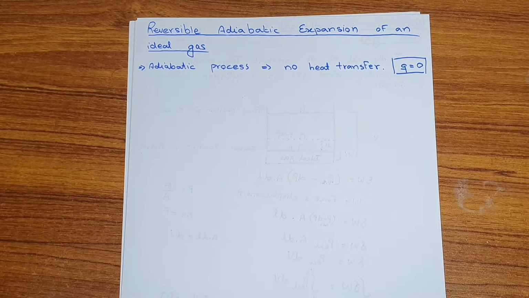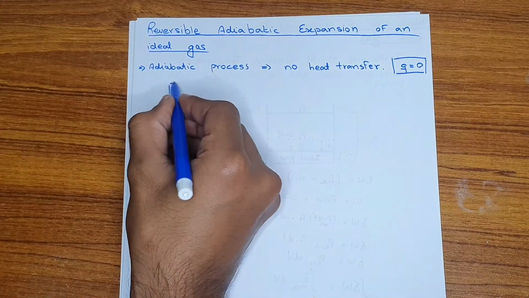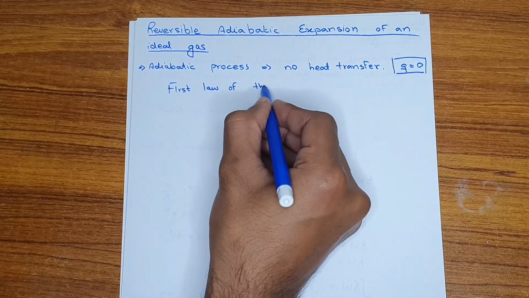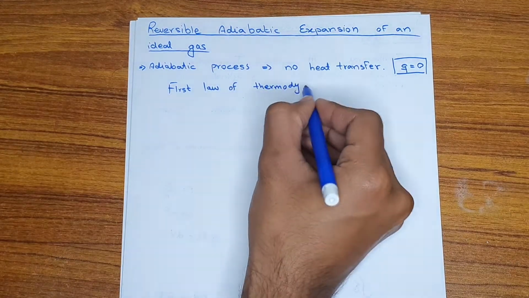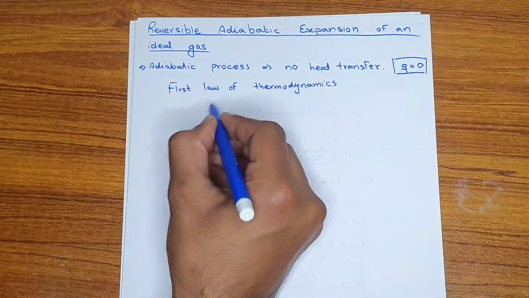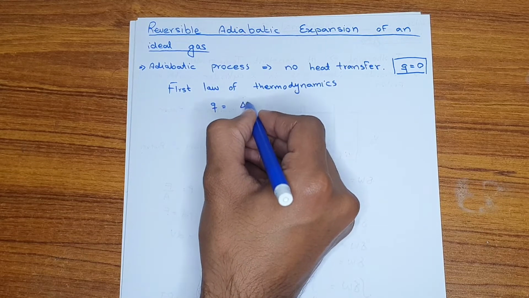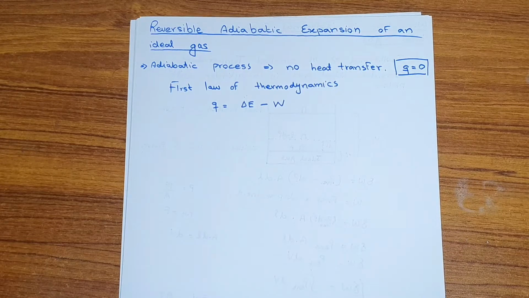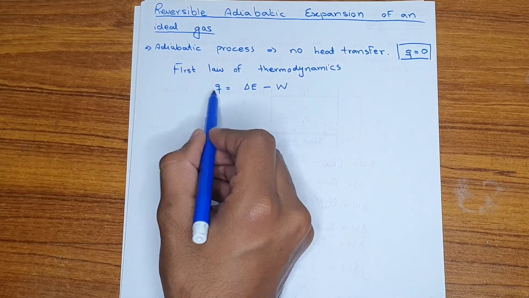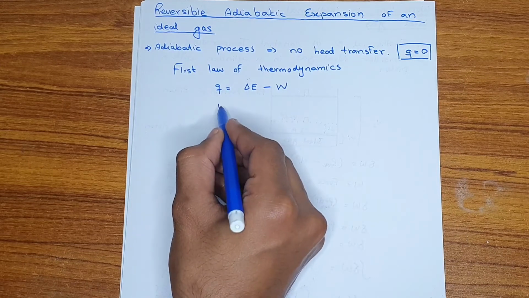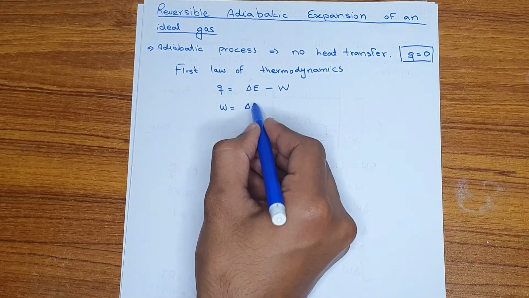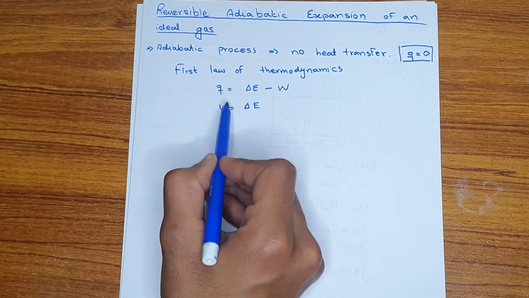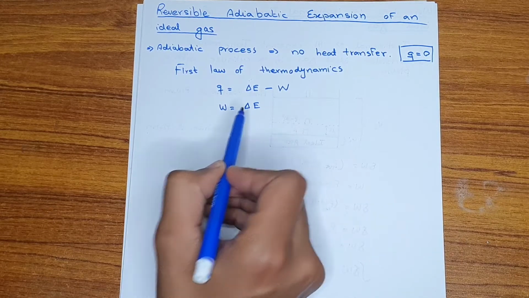So moving on towards the first law of thermodynamics, it states that Q is equal to delta E minus W, and I have taken minus W because work is done by the system. And again, as you know that Q will be equal to 0, this W will go here and I can write it as W is equal to delta E. Again, Q is equal to 0 and this minus W when it goes here will become plus W, and work done will be equal to change in the energy.